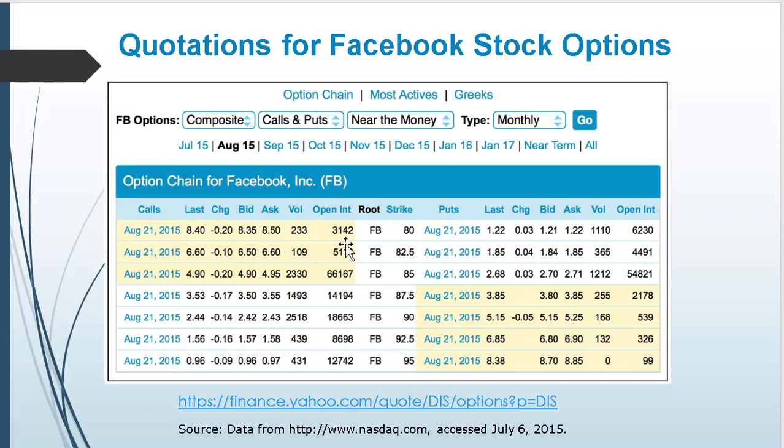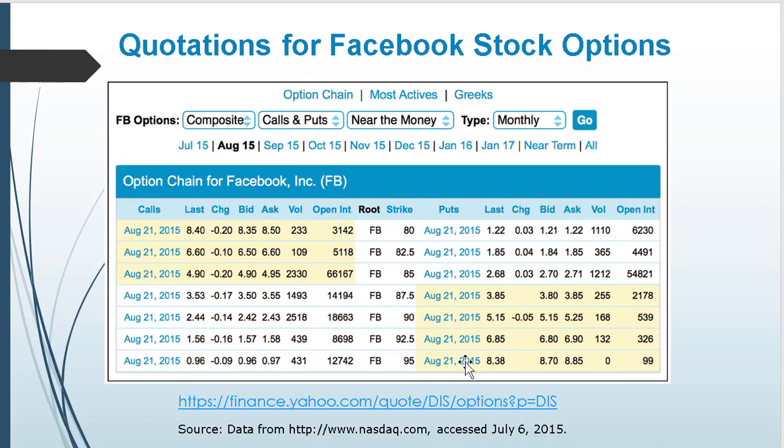I believe this is Disney. No, I'm sorry, it's Facebook. And at an $80 strike price, this is that. So if you go down here, the $85 strike price, there are 66,167 options available.